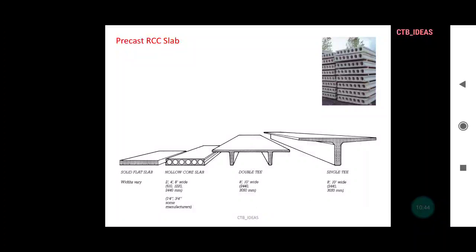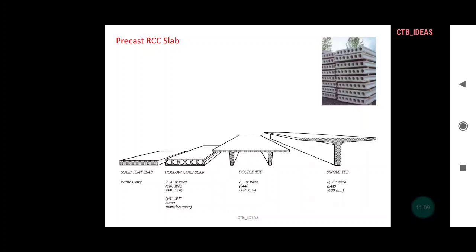We will be studying precast RCC elements one by one. So the first one is precast RCC slab. There are various types actually. As you can see in the images, the first one is solid flat slab, then you have hollow core slab, then you have double T, and then you have single T.